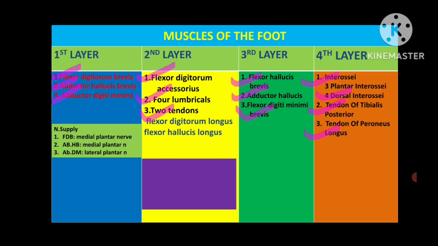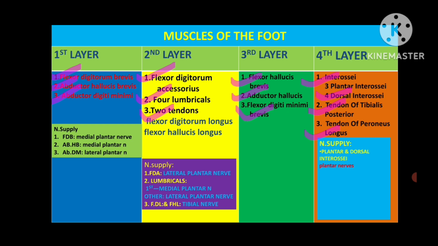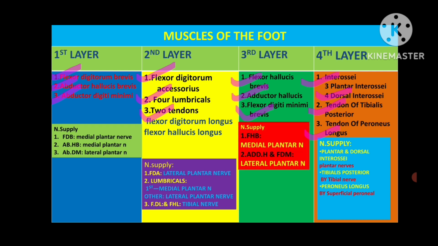Now the nerve supply: the first layer is by the medial plantar nerve and lateral plantar nerve. The second layer muscles are supplied by the lateral plantar nerve, with the first lumbrical by the medial plantar nerve and the others by the lateral plantar nerve. In the fourth layer, the plantar and dorsal interossei are supplied by the plantar nerves, tibialis posterior by the tibial nerve, and peroneus longus by the superficial peroneal nerve. In the third layer, flexor hallucis brevis is supplied by the medial plantar nerve and the remaining two by the lateral plantar nerve.